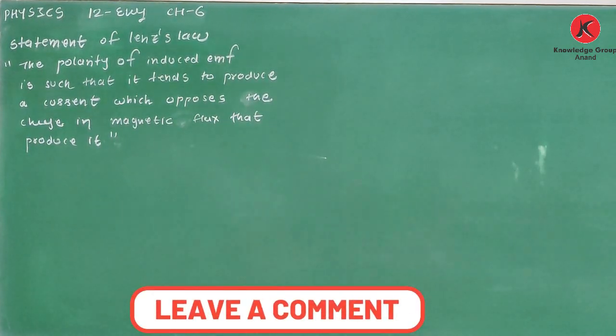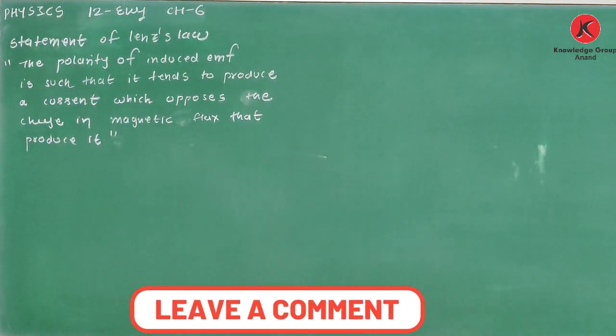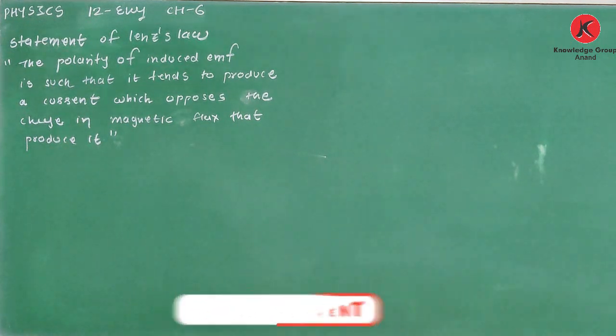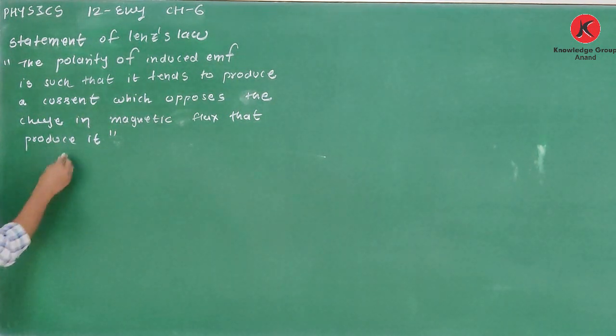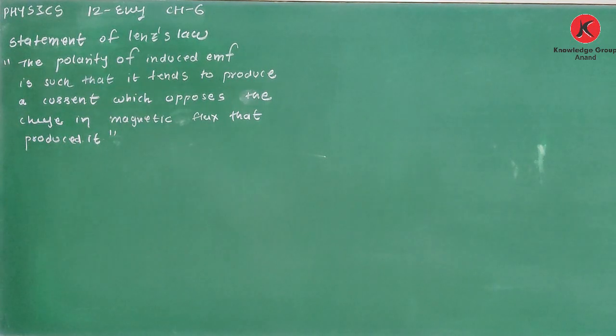See, now how to write the statement of Lenz's law? The polarity of induced EMF is such that it tends to produce a current which opposes the change in magnetic flux that produced it. What is the meaning of this?